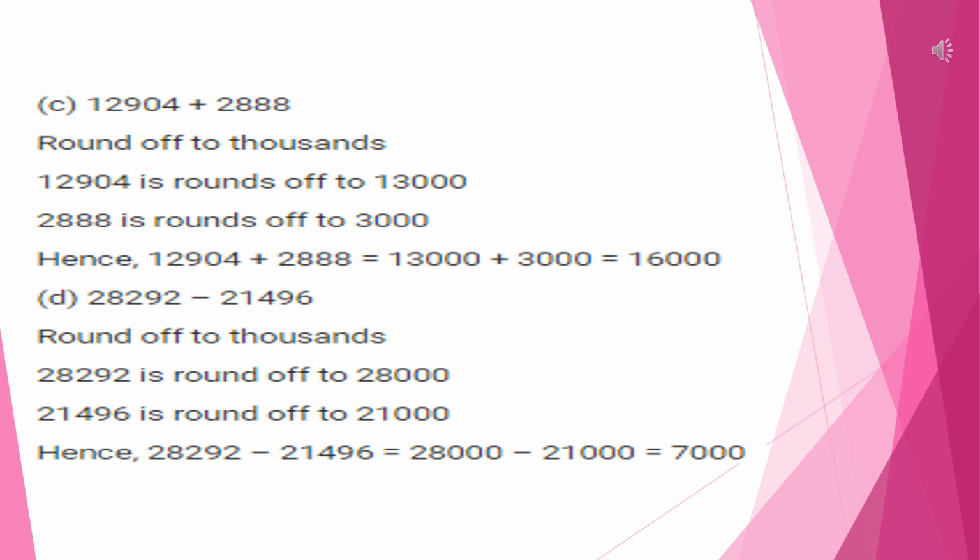Next, D part. 28,292 minus 21,496. In this question, the greatest position is 10,000. So, we round off to 1000.